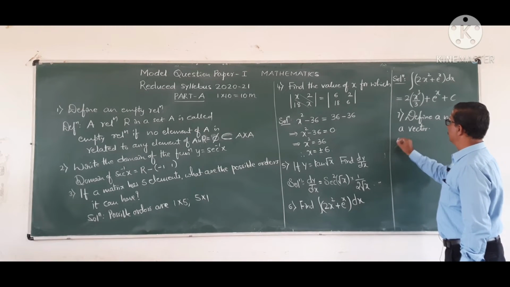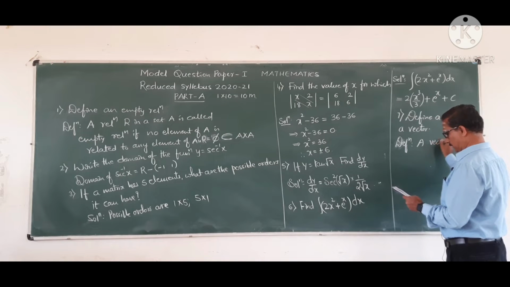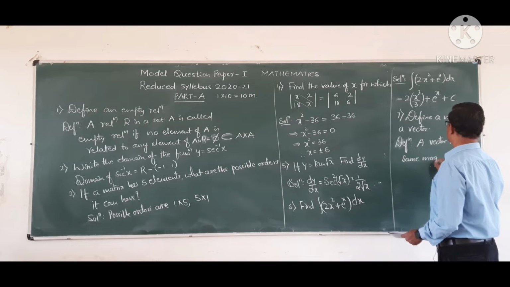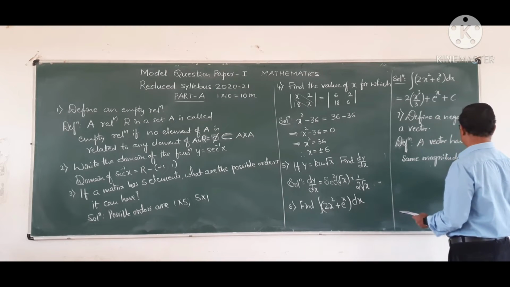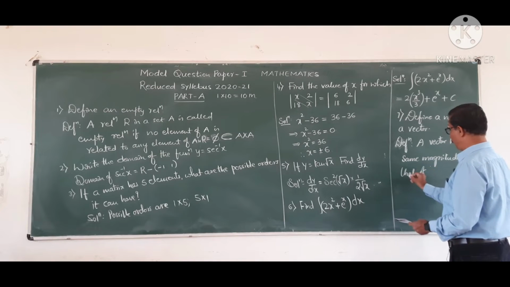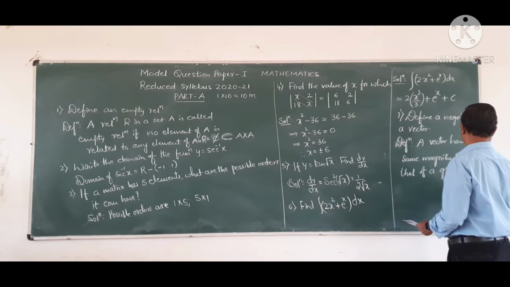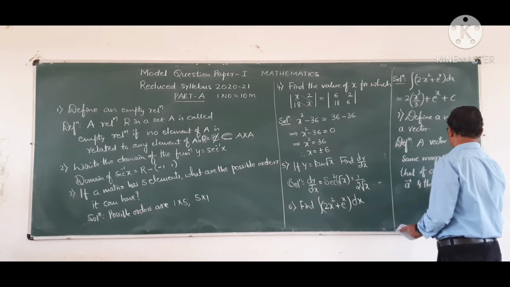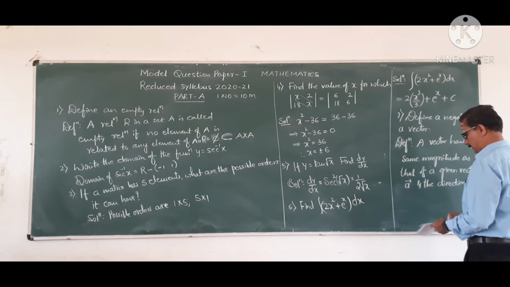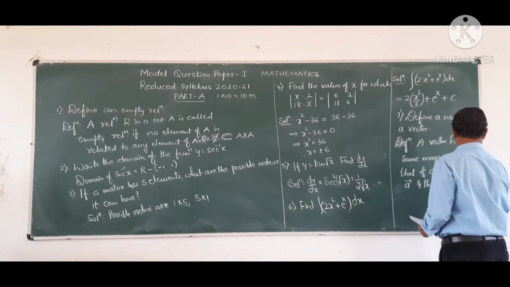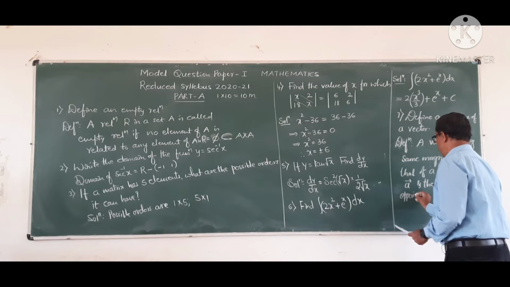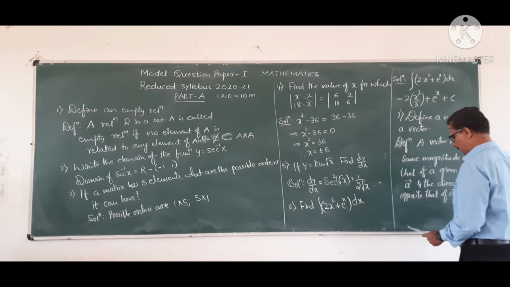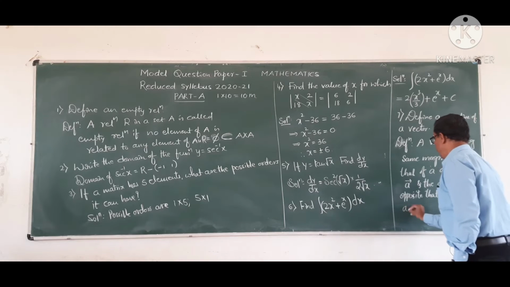Now here the definition: a vector having the same magnitude as that of a given vector A, and the direction opposite to that of vector A, is called the negative of a vector.